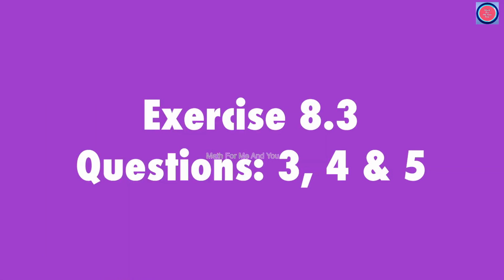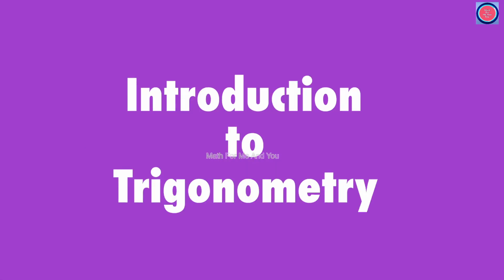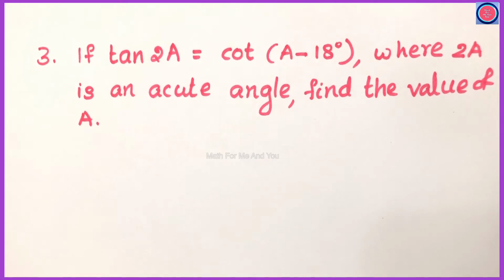In this video we are discussing exercise 8.3 questions 3, 4 and 5 from the chapter Introduction to Trigonometry. If tan 2a equals cot (a minus 18 degree), where 2a is an acute angle, find the value of a. This is the question we are going to answer.